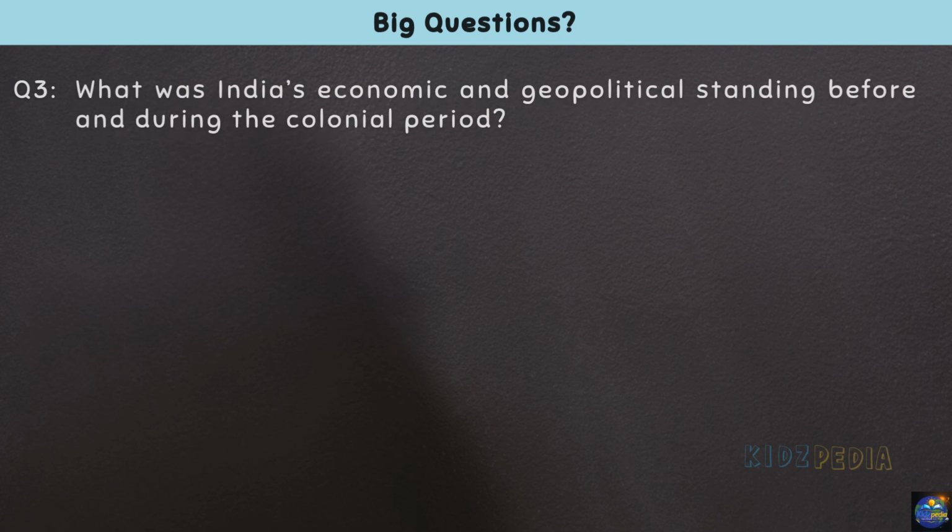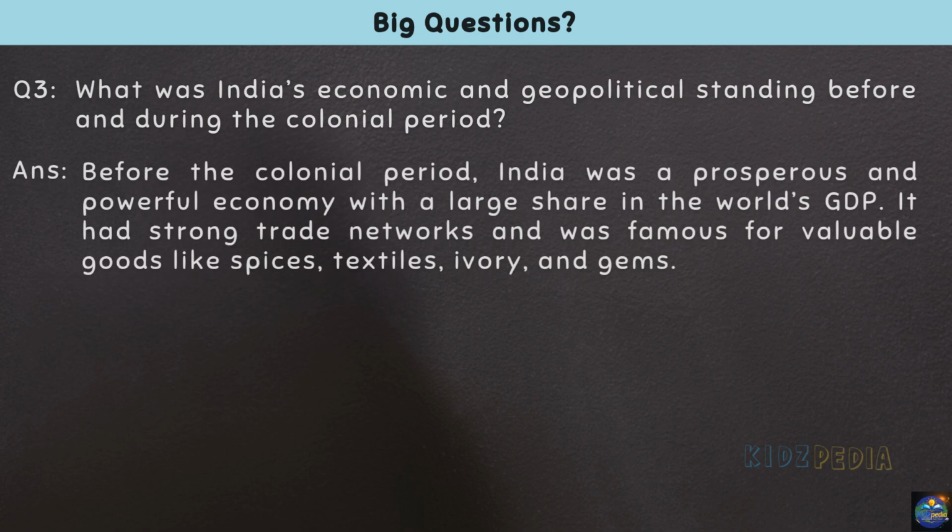What was India's economic and geopolitical standing before and during the colonial period? Here you need to compare two time periods: before the colonial period, that is before British rule, and during the colonial period, that is when the British were ruling India. So before the colonial period, India was a prosperous and powerful economy with a large share in the world's GDP. It had strong trade networks and was famous for valuable goods like spices, textiles, ivory and gems.